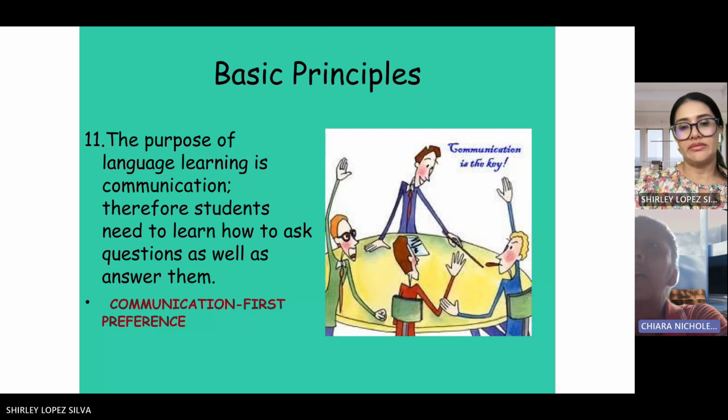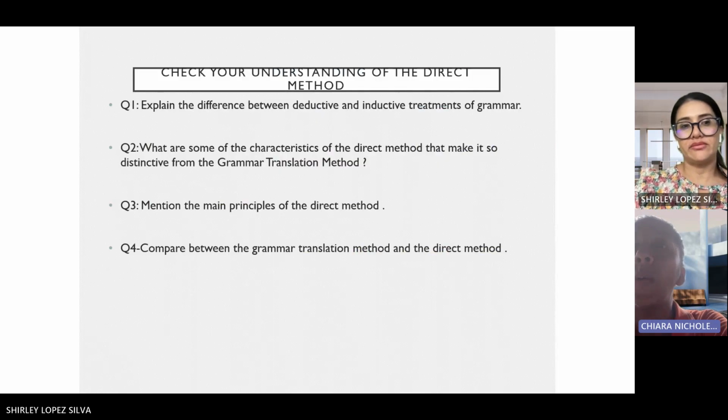Now, let's check your understanding of the direct method. 1. Explain the difference between deductive and inductive treatment of grammar. 2. What are some of the characteristics of the direct method that make it so distinct from the grammar translation method?